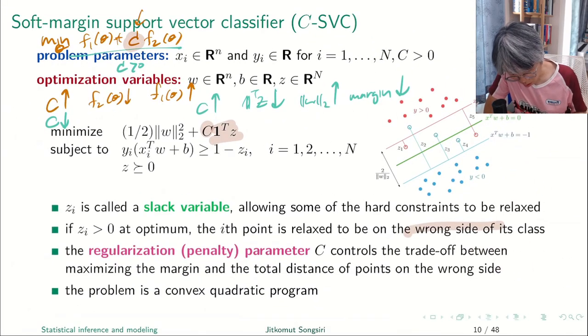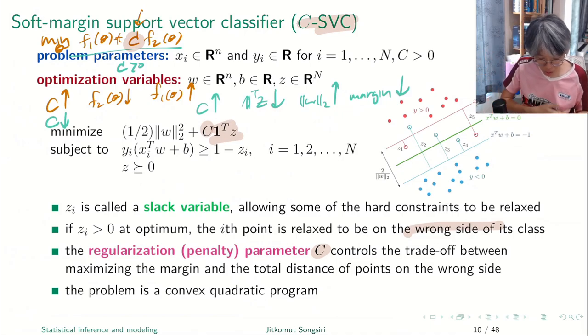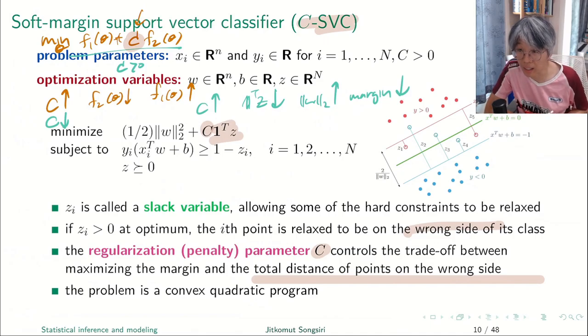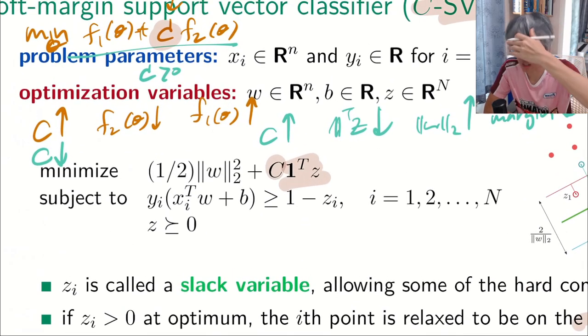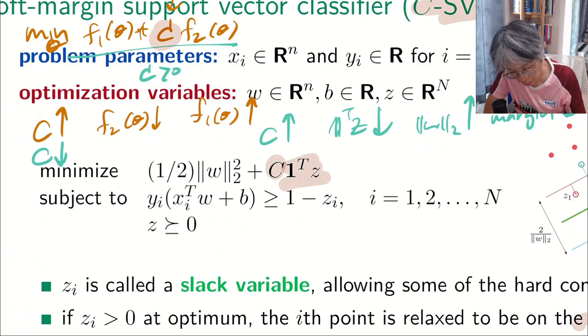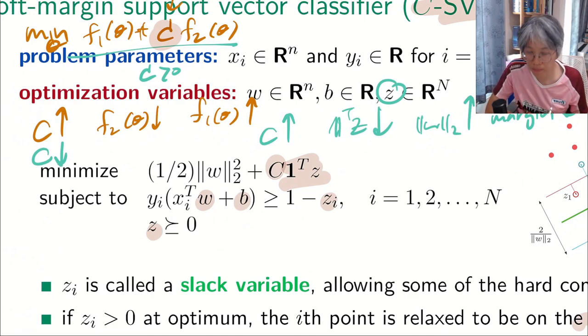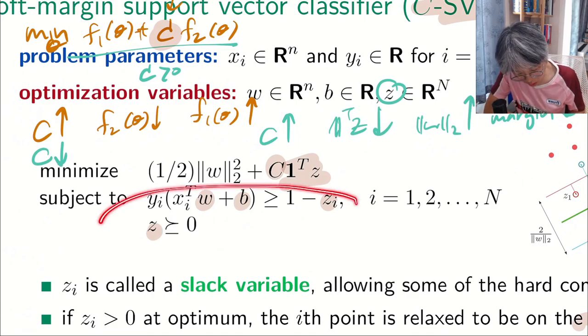So this is called regularization with parameter C, and people call this framework C-SVC. It's a trade-off between maximizing the margin and the total distance of points on the wrong side, which is the sum of Zi. If you look at this as an optimization problem, this is still a quadratic program. Now, keep in mind that you have introduced another variable Z. So you have W, B, and Z, three variables. If you take a look at the constraints, all of them are linear in W, B, and Z.